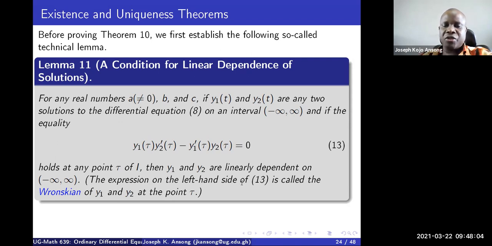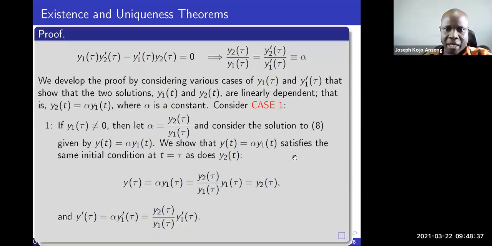The approach we are going to use is this: if they are dependent, for instance, then we can always say that y2 is equal to some constant times y1. So we're going to pick a couple of cases. Give a condition on y1 and show that with that condition, y2 is a constant times y1, and therefore they are linearly dependent. Then set up another condition on y1 and show that even with that, they are dependent. We'll do that for 3 cases, and that will bring us to the end of that proof. So that's the plan for the proof.